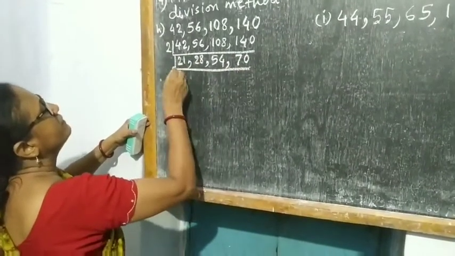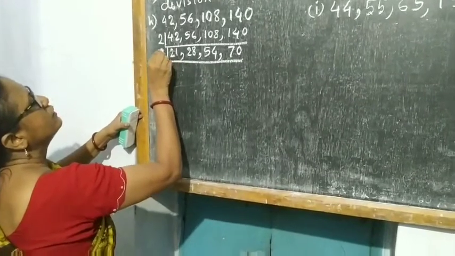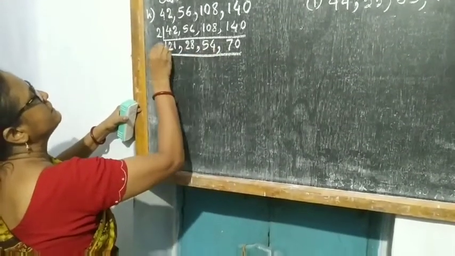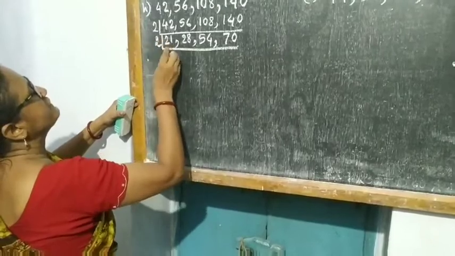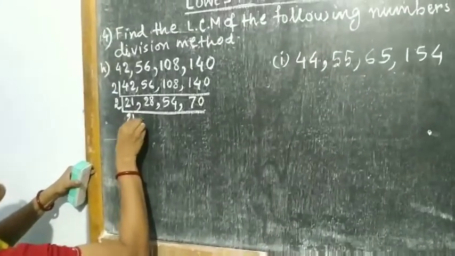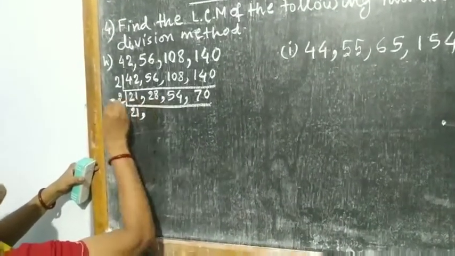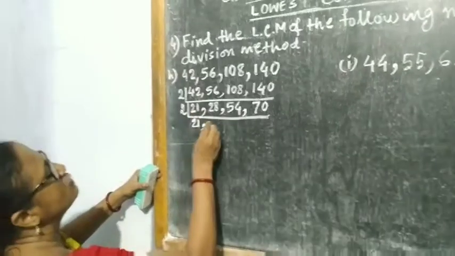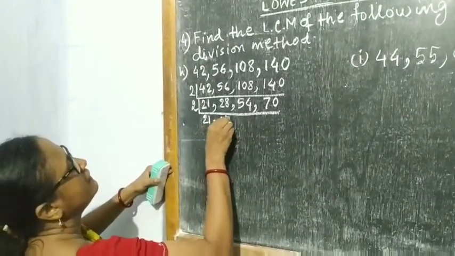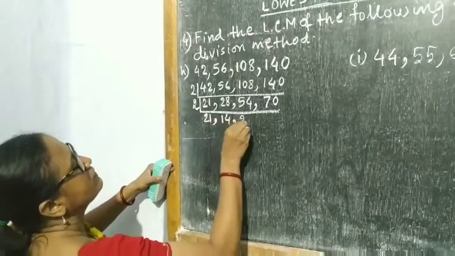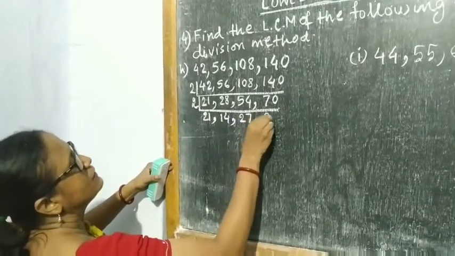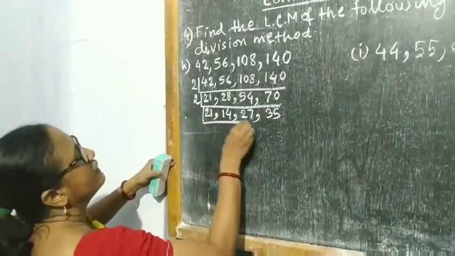Again divide by 2, because 28, 54 and 70 are divisible by 2. 21 is not divisible by 2, so copy it down without dividing it. 28 divided by 2, 14. 54 divided by 2, 27. 70 divided by 2, 35.